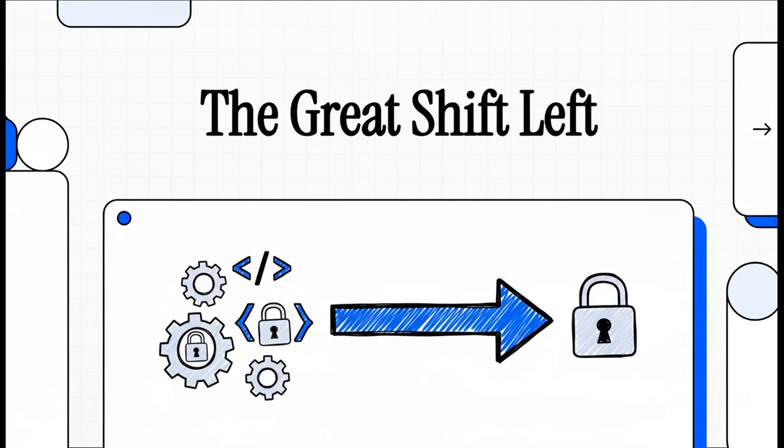Welcome to the Explainer. Today, we're going to unpack a really huge change in how we all build software. We're talking about the evolution of security, from being this final hurdle you have to jump over to a core principle that's baked in right from the very beginning.